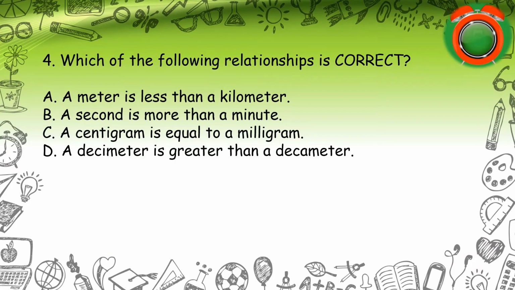Number 4 question. Which of the following relationships is correct? A. A meter is less than a kilometer. B. A second is more than a minute. C. A centigram is equal to a milligram. D. A decimeter is greater than a decameter.